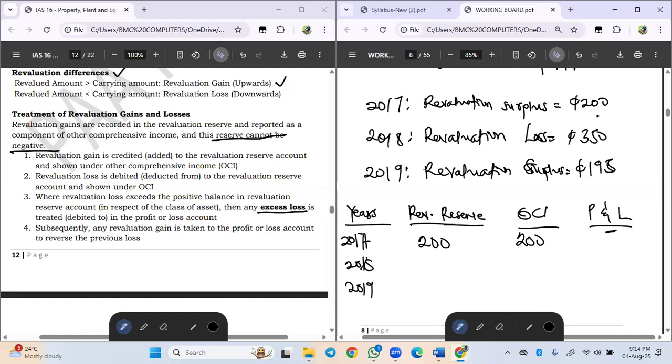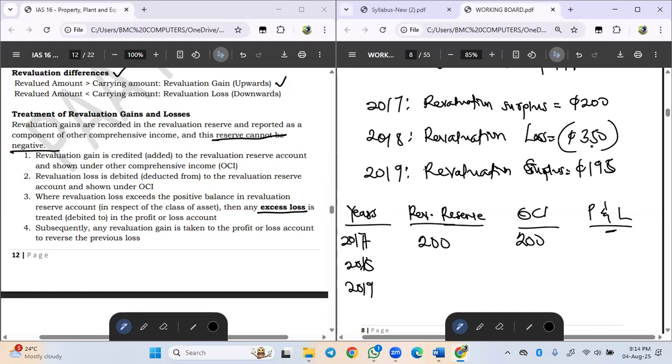So here we got a revaluation gain. So this one was a loss. Let me put it in brackets because it is negative. Now, in subsequent years, 2018 in this case, you revalue the asset downwards. So it resulted in what? Revaluation loss of 350. What we are saying is that the revaluation reserve you have here can never be negative. So in respect of that same asset, take it out.